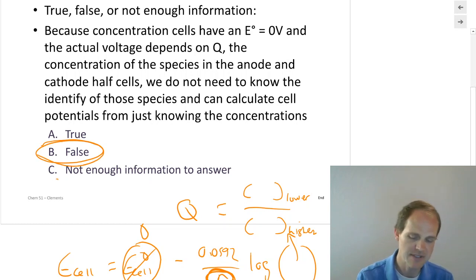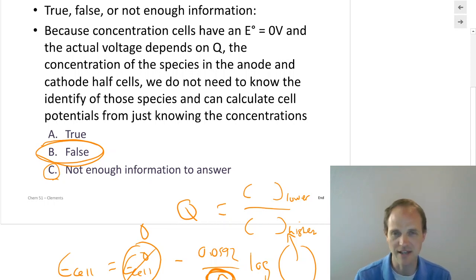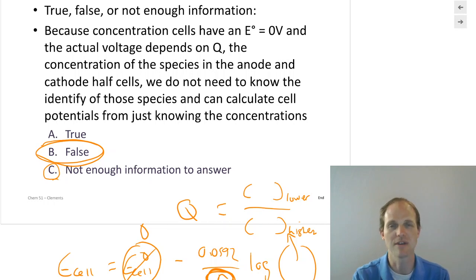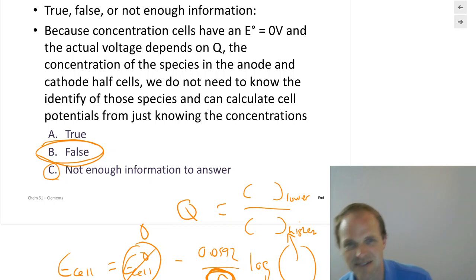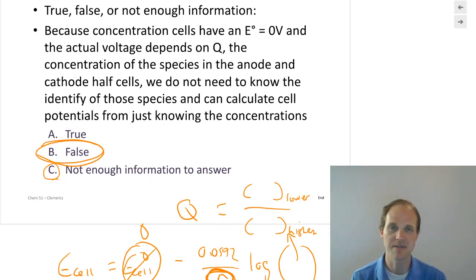Now, if you came up with C because you thought you don't have enough information, I could totally understand that. And if you missed the little play-pause-it point, don't worry, it's probably not going to be the thing that decides your grade at the end of the semester. If it is, just send me an email, like, Professor Clements, there was that one question in electrochemistry, and it's ruining my grade. I'll fix it, okay? So, make sense? You do need to know something about the identity of the species, because in order to put it into the Nernst equation, you've got to put that n there.